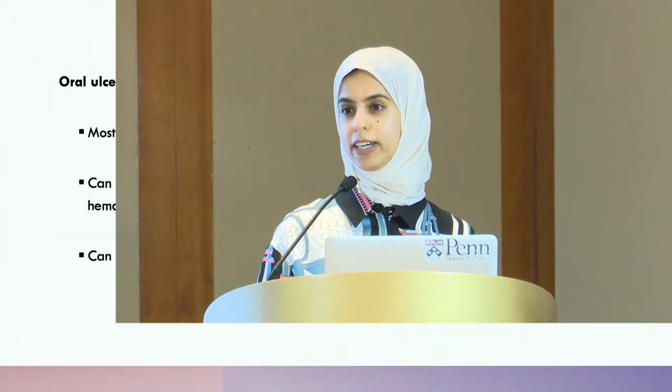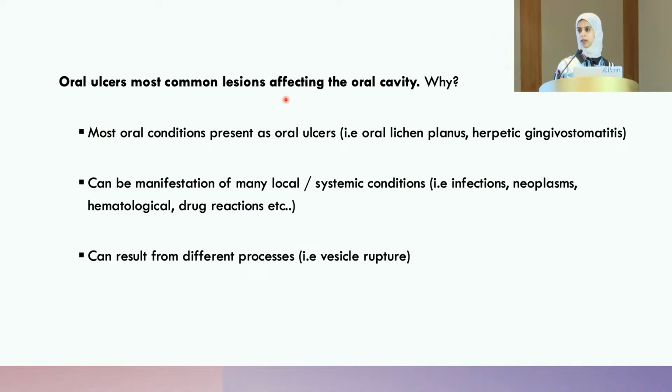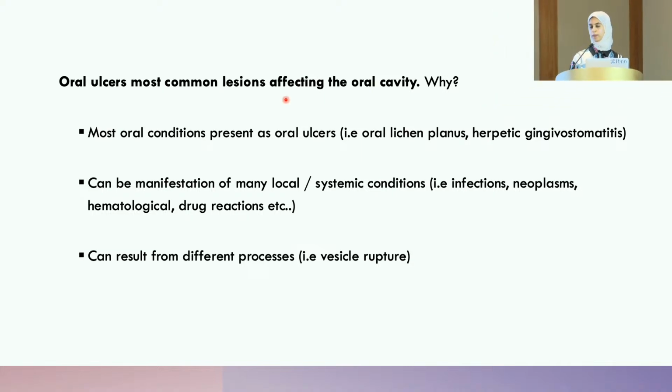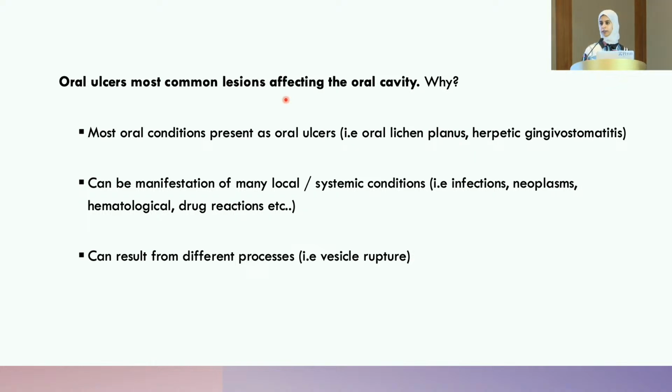And this is because oral ulcers are the most common lesions affecting the oral cavity. Why is that? For a few reasons. Most of the conditions that affect the mouth will present as oral ulcers, things like lichen planus or herpetic gingival stomatitis, and they can be the manifestation of a lot of local or systemic diseases like infections, neoplasms, hematological, and drug reactions. In addition, they can result from different processes. So if we have a vesicle or a bulla, for example, that forms and then ruptures, the end result of that will be an ulcer. So we can see that coming up with a differential diagnosis is a key skill in clinical practice.